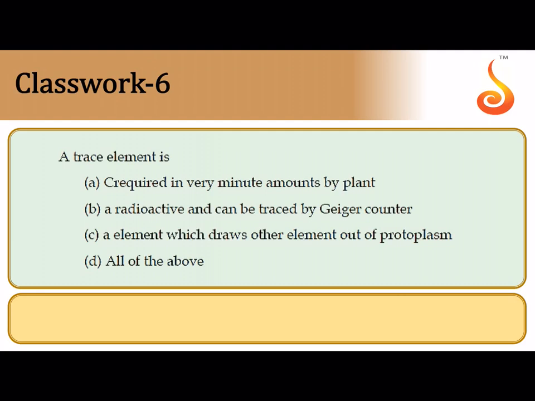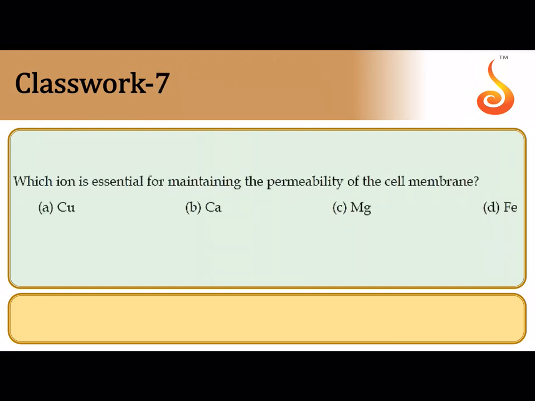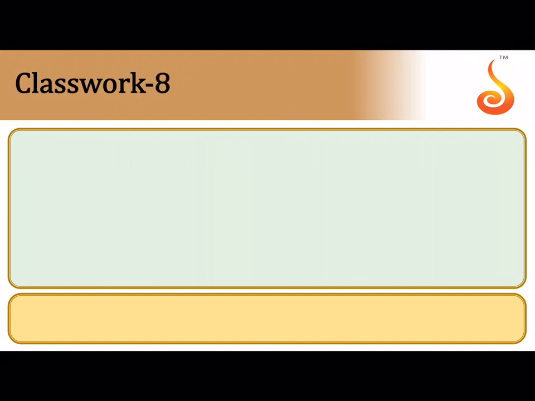A trace element is something that is required in very, very small amounts by the cell. So it is something which is required in very minute amounts, and even though it is required in minute amounts, it plays a very important role in the metabolism of plant cells. Which ion is essential for maintaining the permeability of the cell membrane? Calcium is very, very important in maintaining the functioning of the cell membrane, and one of the principal functions of the cell membrane is the semi-permeable nature.